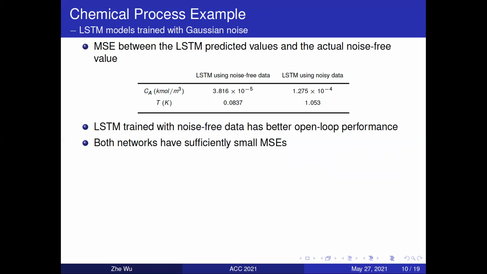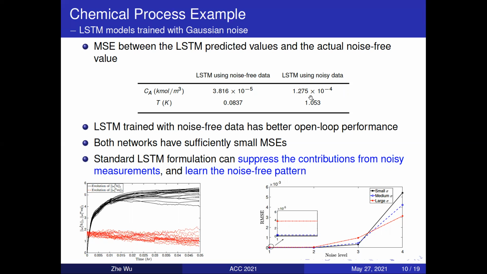We calculate the mean square error between the LSTM predicted values and the actual noise-free values. So we train two models, one using noise-free data, the other one using noisy data. From the table, we see the LSTM trained with noise-free data has better performance, but both networks have sufficiently small MSEs. In other words, the LSTM using the noisy data can also capture the process dynamics very well.